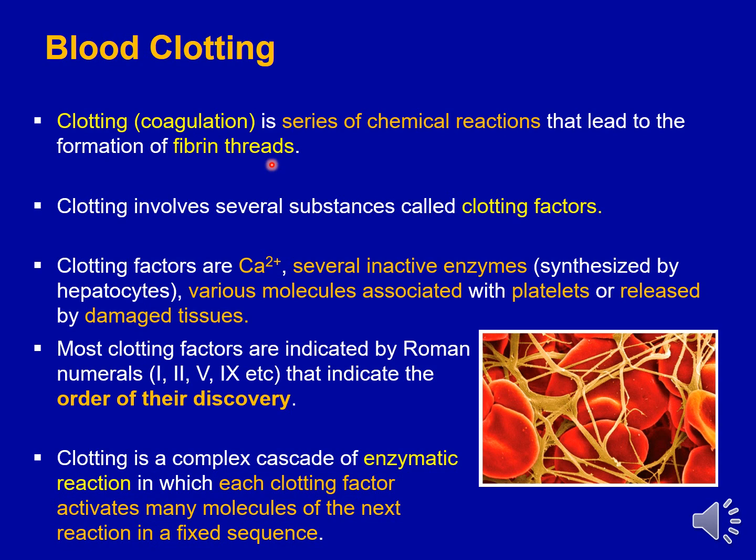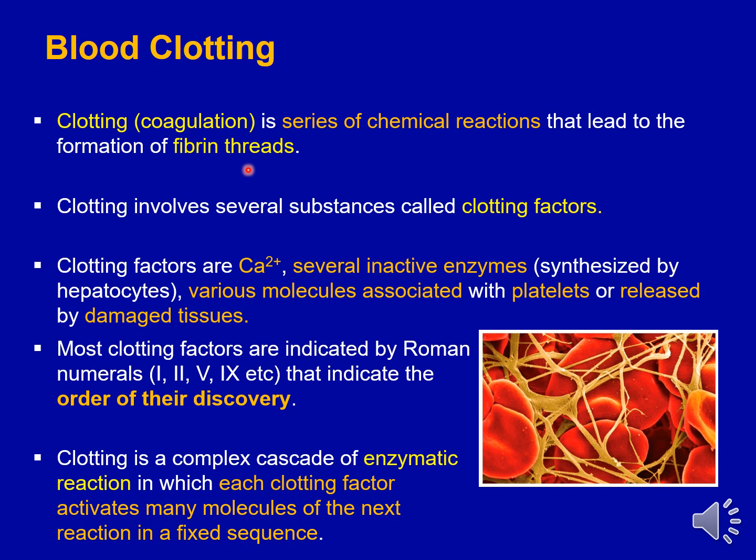threads. Under normal physiological conditions, when there is no blood loss or injury, there are no fibrin threads in your blood. While if there is injury and activation of the enzymatic reactions, the clotting factors are going to interact together in order to form the fibrin threads. So, what is the definition of blood clotting? It is a series of chemical reactions that lead to formation of fibrin threads.